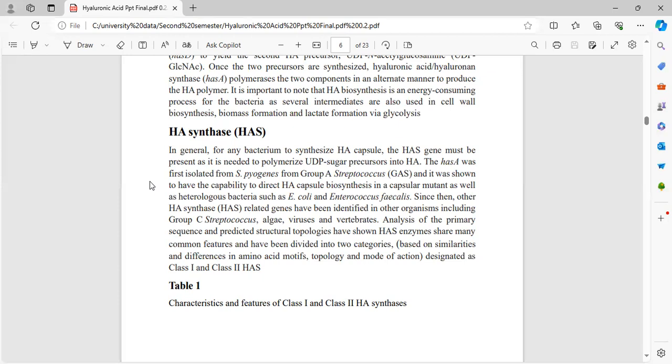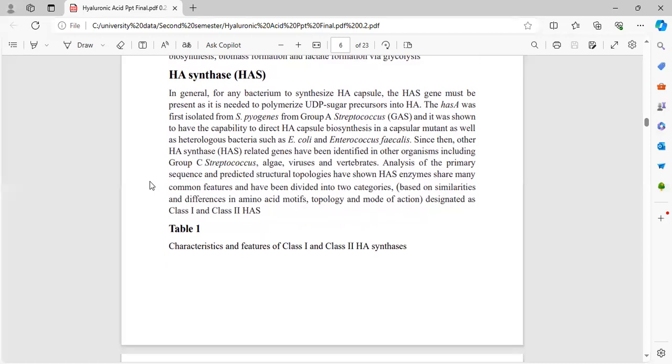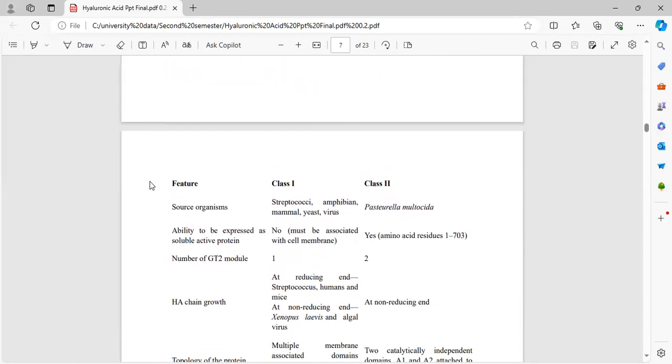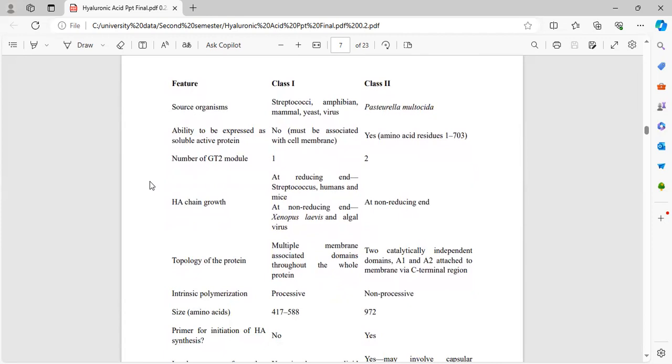Table 1. Characteristics and features of class 1 and class 2 hyaluronic acid synthases. Source organism: class 1, Streptococci, amphibians, mammals, and viruses; class 2, Pasteurella multocida. Ability to express as soluble active protein: class 1, no, must be associated with the cell membrane; class 2, yes. Amino acid residues: 107 sheet. Number of GT2 modules: class 1 and class 2.